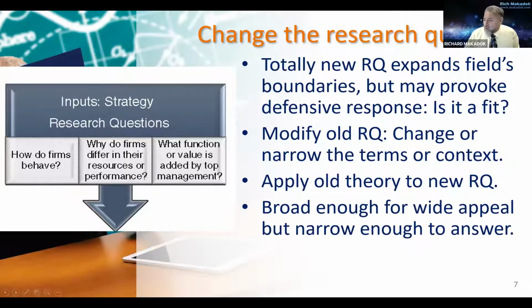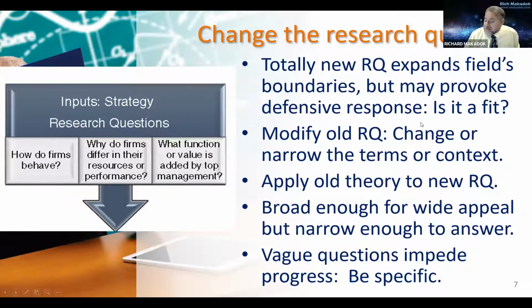Okay. Now, what makes a good theory? That's another question, right? Or I should say, maybe not a good theory. What makes a good research question, right? Because the research question is just the input into the theory. What makes for a good research question? Well, a good research question really should be broad enough to interest a wide audience and yet be narrow enough to be answerable. Vague questions tend to impede progress. So even when a topic is clearly both important and interesting, research on it may flounder until the research question is framed in a way that is specific enough to be answered.